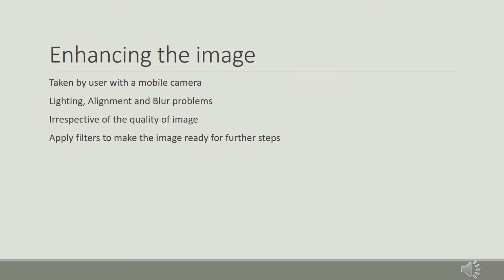Okay, so why do we need to enhance the image? The user of this application, which I'm going to explain in the coming slides, may take the image from a mobile camera, and as you know, mobile cameras may not be the steadiest, and the conditions may not be the most supportive, so there can be lighting, alignment or blurring problems. So irrespective of the image quality, as I said earlier, we need the image to be of good enough quality for further processing, so we need to enhance the image and get it to a standardized form.